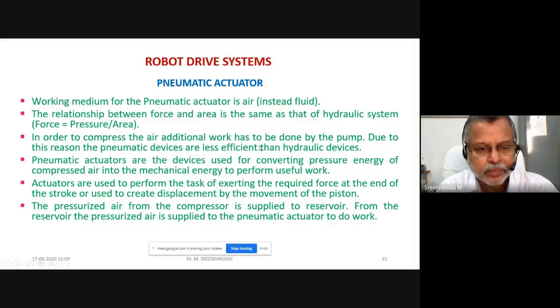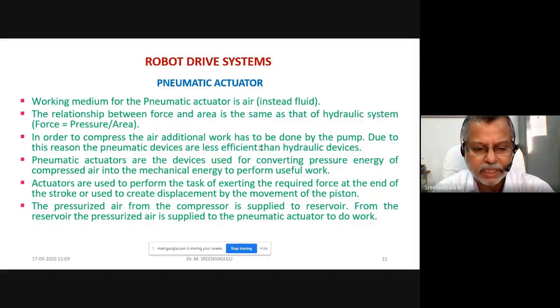Conclude over there. Then we got into the pneumatic actuator, wherein the working medium is actually the air. So instead, fluid needs to be struck out. I have not corrected that, I'm sorry. The relationship between force and the area is the same as that of the hydraulic system. Force equals pressure per unit area.